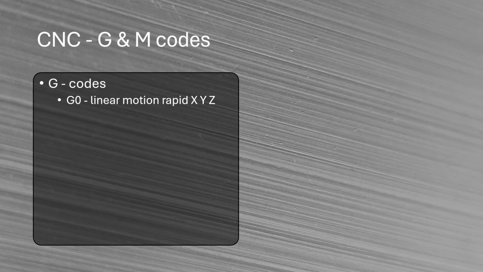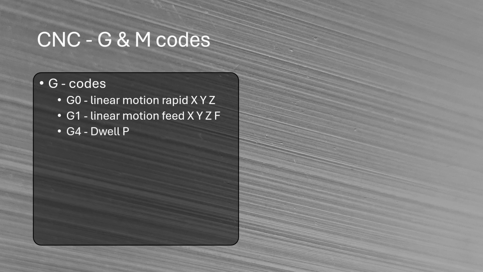G0 is a linear motion rapid in X, Y, and Z. G1 is a linear motion feed in X, Y, and Z, and then you also need to specify a feed. I think these are fairly clear. G0 is basically go to some place as quickly as possible, not precise, whereas G1 is a cutting motion basically, or a motion where you want to specify the speed.